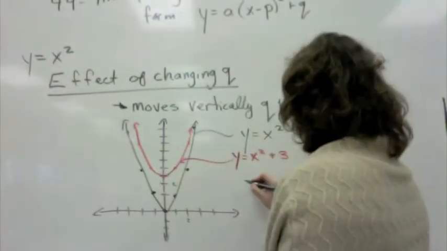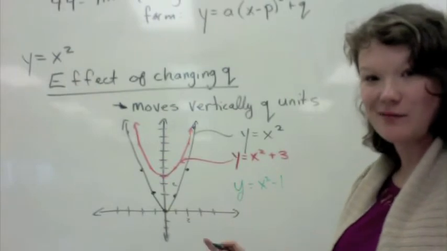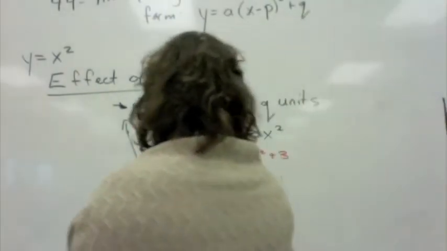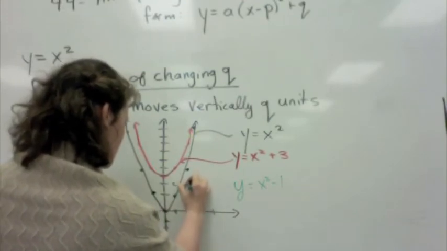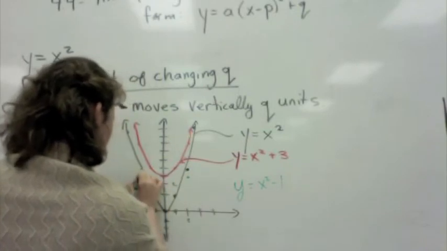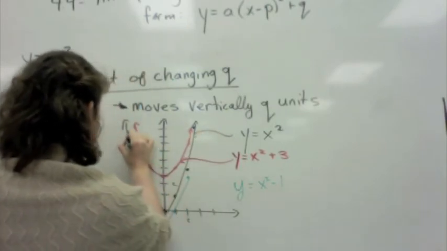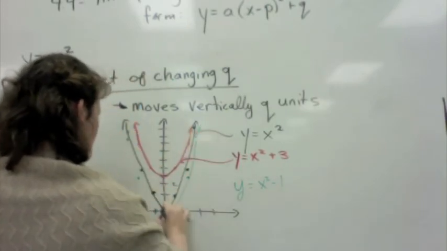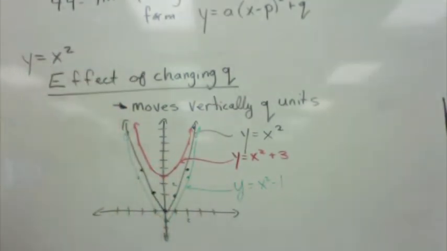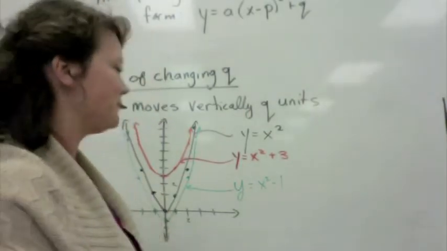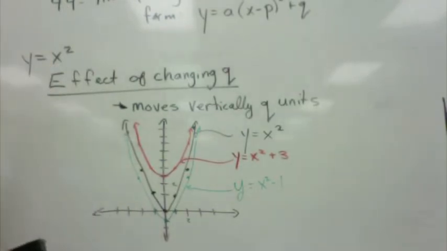What happens if I subtract 1? Well, I'm just going to do the same thing, but subtract 1 vertically, so make all the points go down 1. Oh, and I can actually do this one too. So the green one is y equals x squared minus 1. I'll give you some time to copy this down or at least pause.